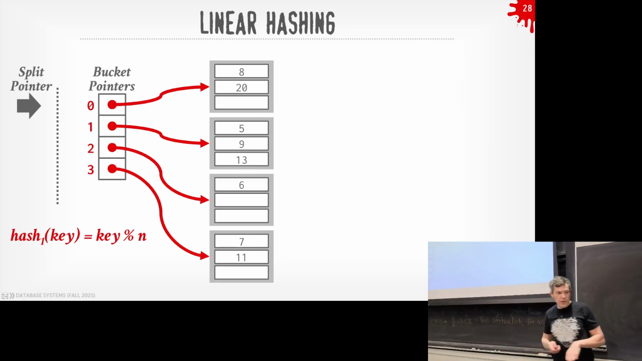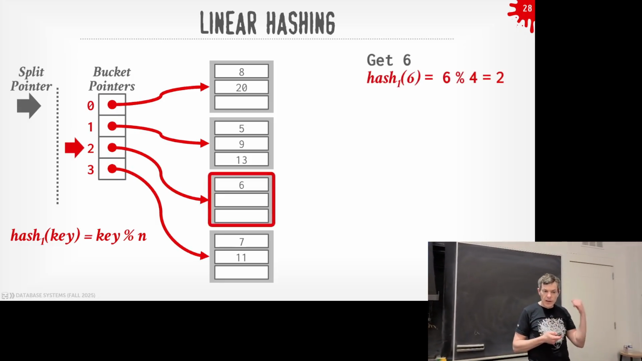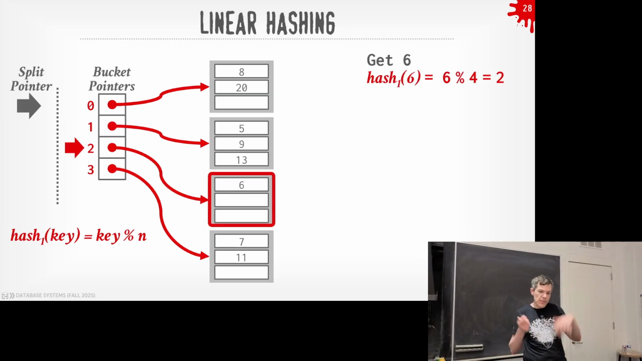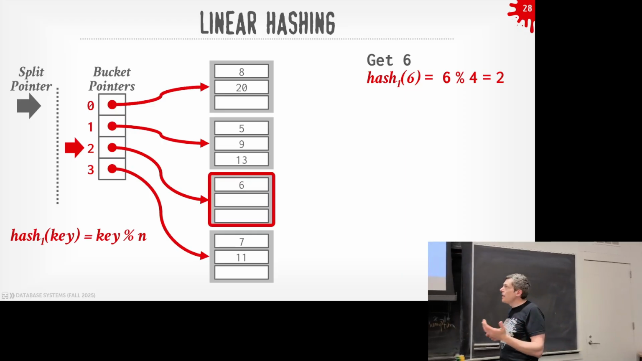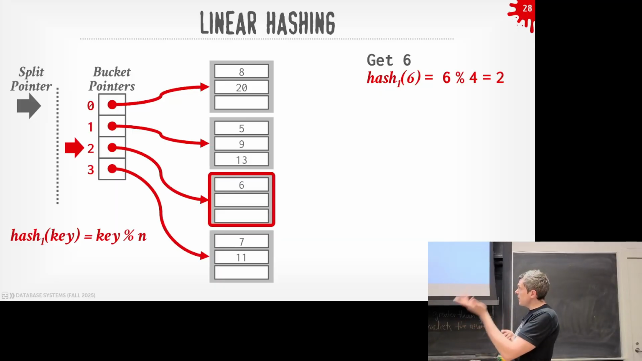This will make more sense in a second. So say I want to get 6. I take 6, I hash it. Say we're just doing the identity hash, so it's the same value. And I'm going to mod it by the number of buckets that I have. In this case, 4, and I end up getting 2.